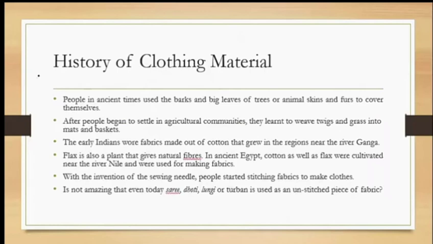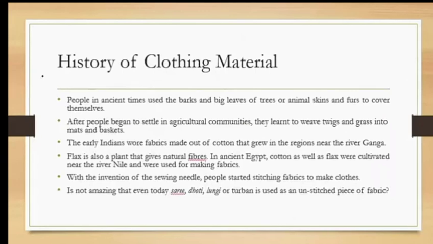But with the invention of sewing needles, it led to the stitching of fabric into various types of dresses such as shirts, pants, suits, skirts, etc. And even today, fabrics like sari, dhoti, lungi and turban are worn by people as unstitched clothes. So we still have unstitched pieces of fabric included in our clothing.